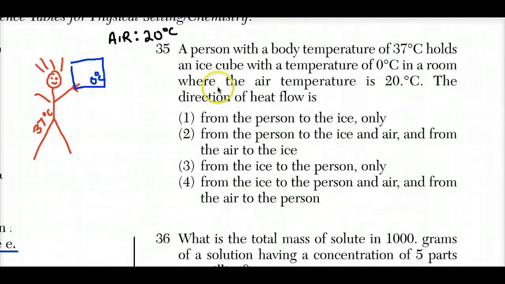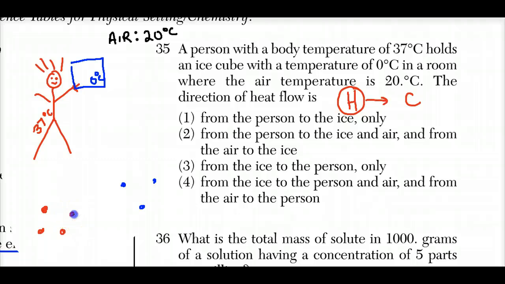Number 35. A person with a body temperature of 37 degrees Celsius holds an ice cube with a temperature of 0 degrees Celsius in a room. So we have a body temperature of 37 degrees Celsius for my person. It's holding an ice cube that's at 0, where the air temperature is 20. The direction of heat flow is always from hot to cold. How do I know that? Heat or warm or high temperatures really mean motion. So things that move fast compared to things that move slower. Who is going to reach who?